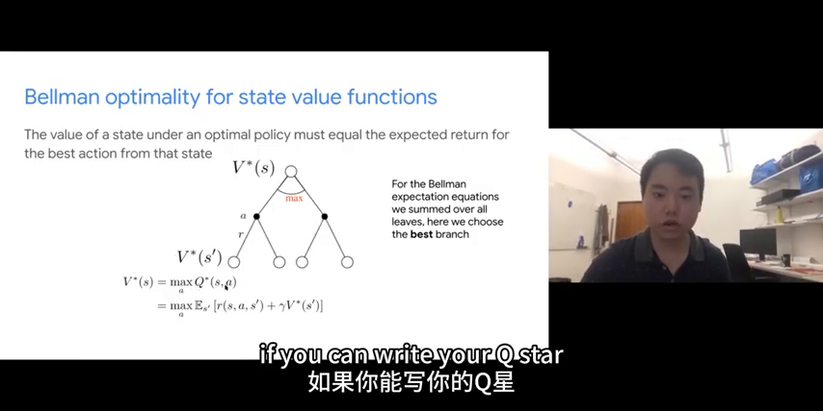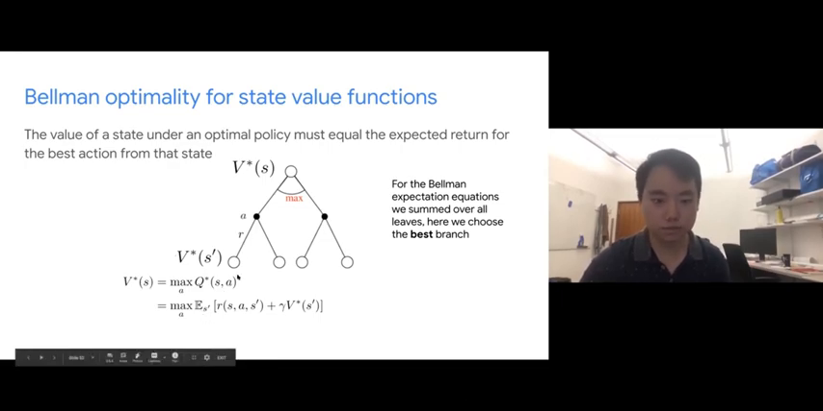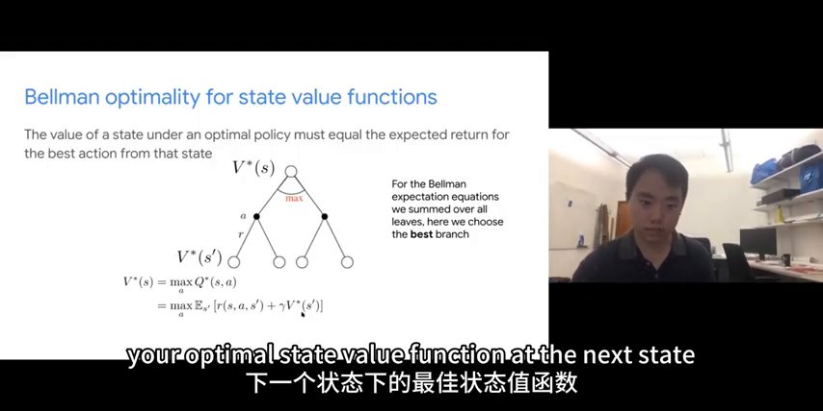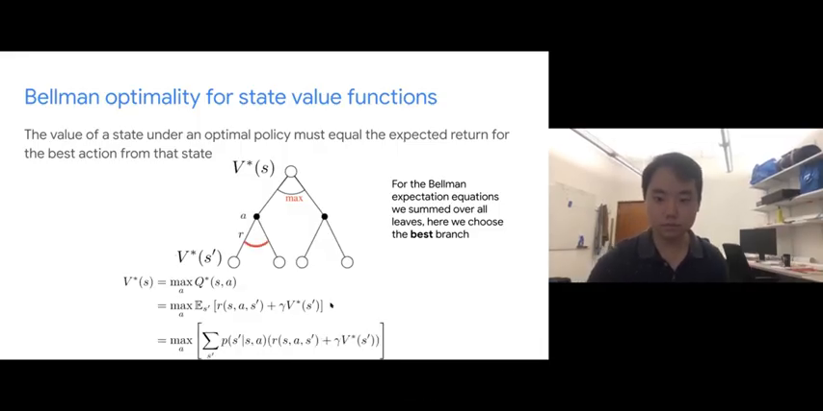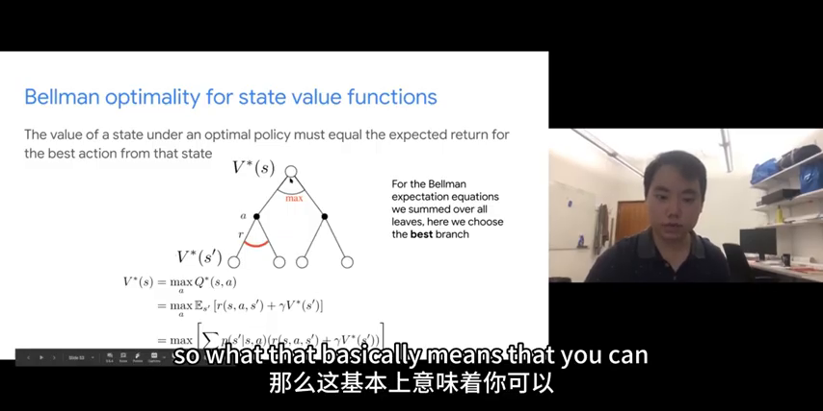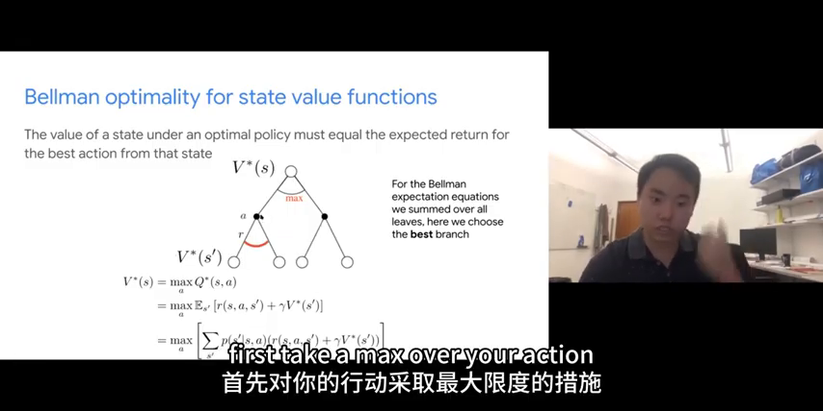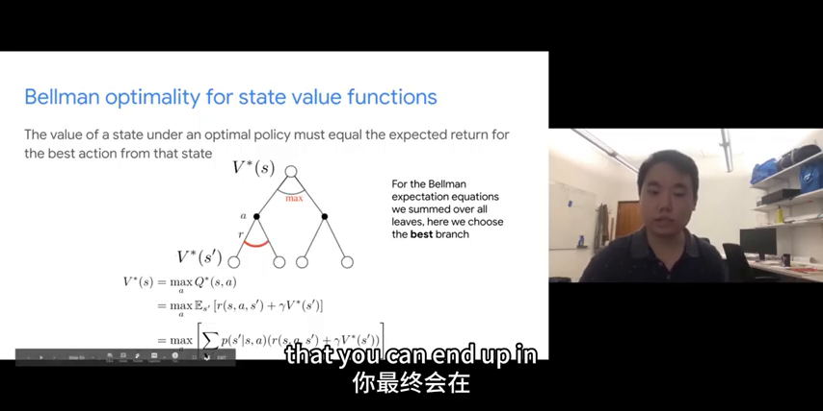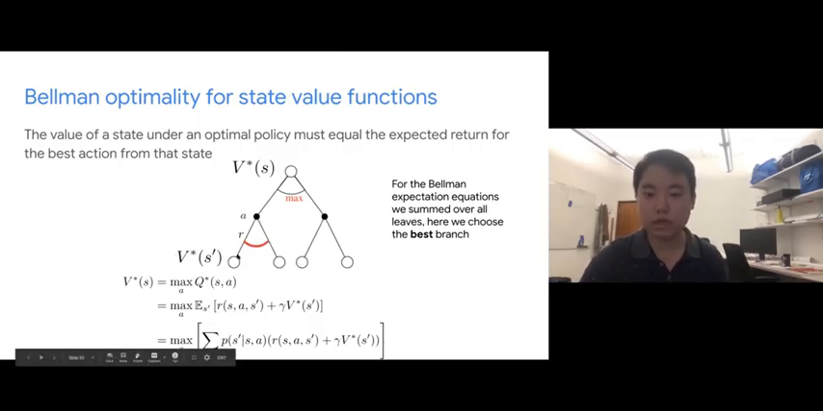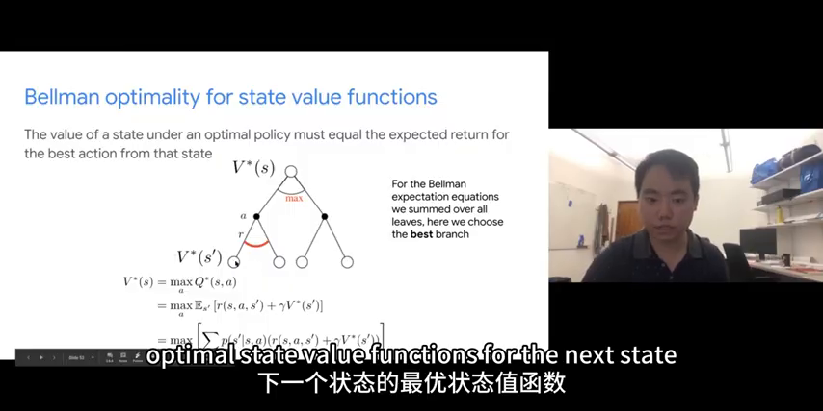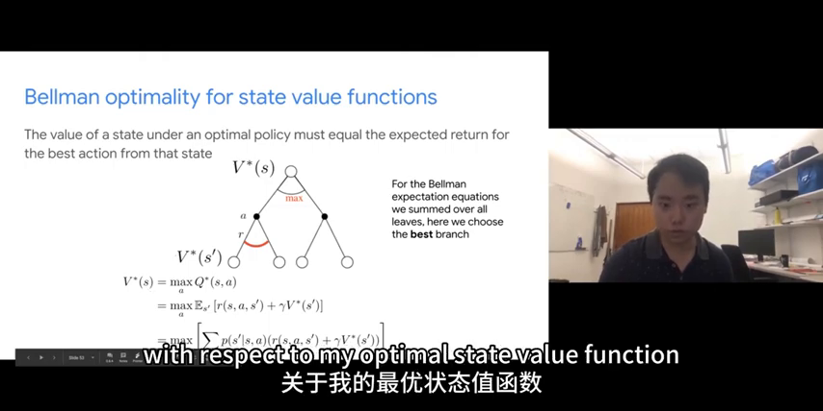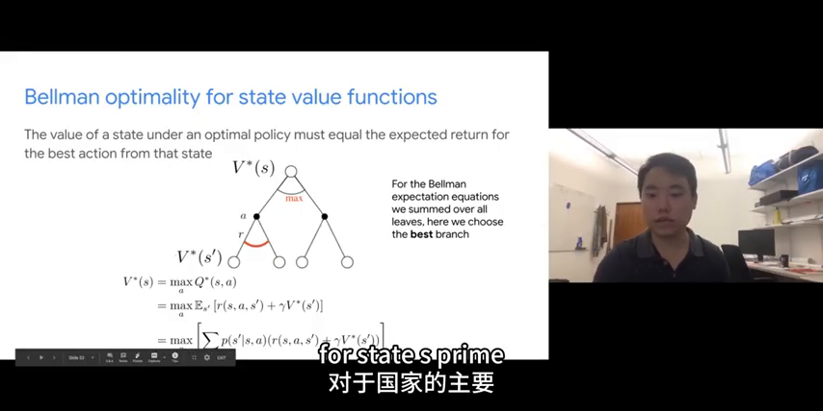And you can write your Q star as an expectation over your S prime and rewards, plus your optimal state value function at the next state, given some discount. What that basically means is that you can first take a max over your action, and once you get to this part, you take an expectation over the different states you can end up in, multiplied by the reward and a discounted value times your optimal state value function for the next state. So this is how we can write my optimal state value function for state S with respect to my optimal state value function for state S prime.